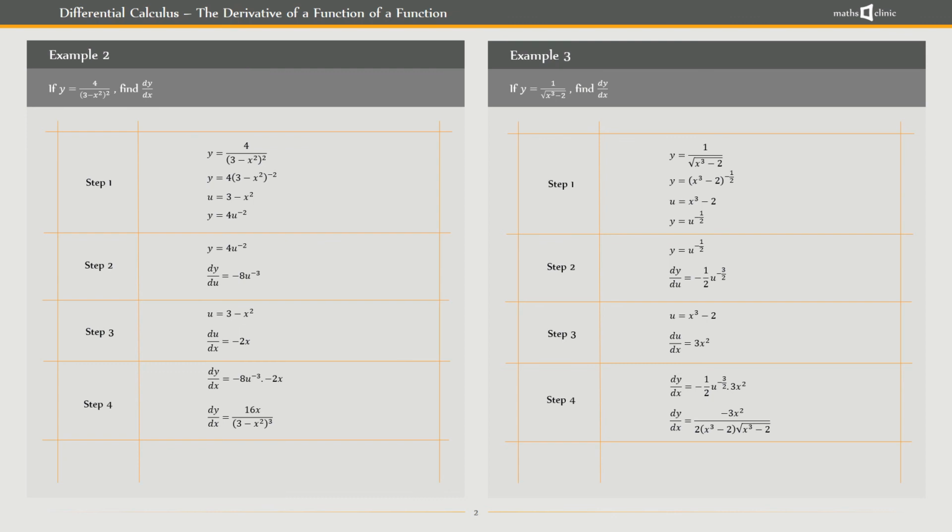Very, very simple principle, the function of a function. Once you have a function of a function, you have your inner function, then you have your outer function. You differentiate your outer function y with respect to u, you differentiate the inner function u with respect to x, you multiply your answers, and there you have it, dy/dx. It's actually very, very simple, very straightforward.